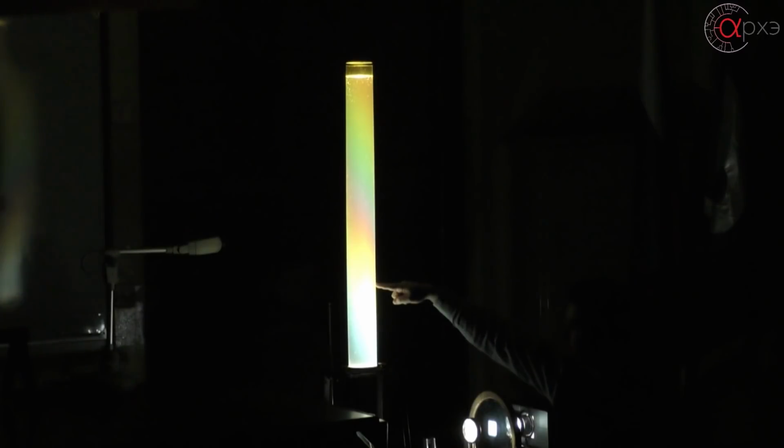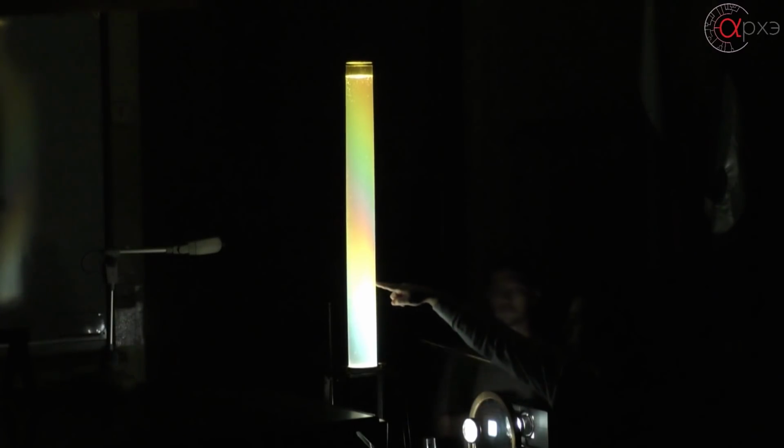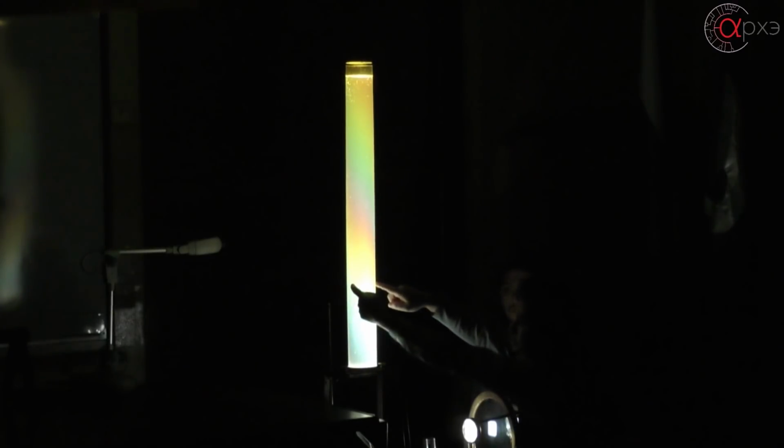Now, I look at this column right here, at this spot. I see that this spot is purple. But those of you who sit over there and look at this spot from here will see that it is yellowish. So, depending on where you are, you see a different pattern.